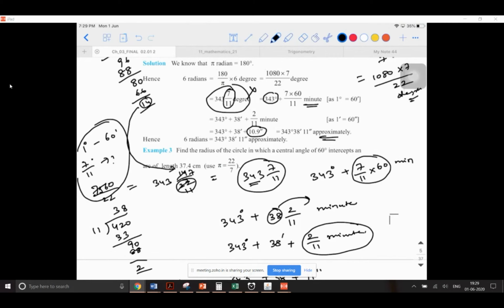Yes, sir. So I'll just conclude by saying one thing. If you need to convert minute to second, multiply with 60. If you need to convert second to minute, divide it with 60. As simple as that. Okay.